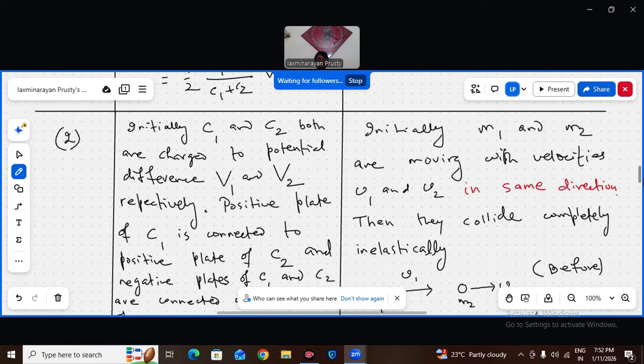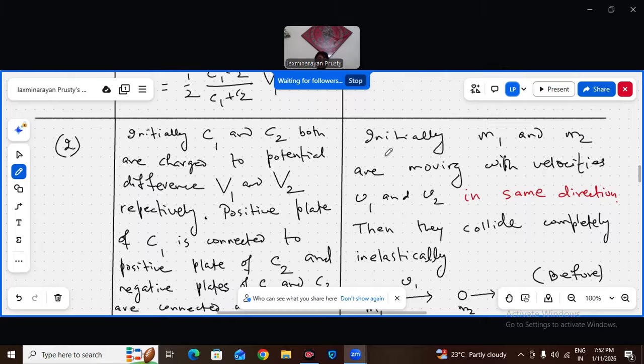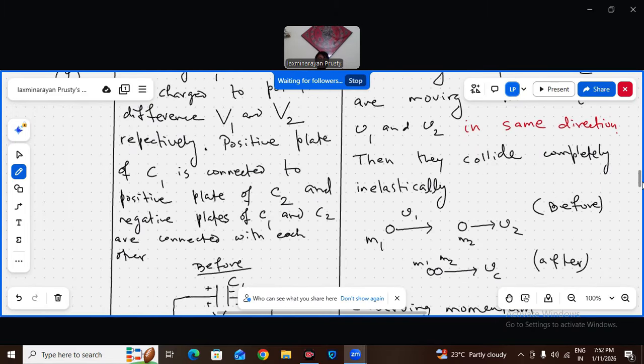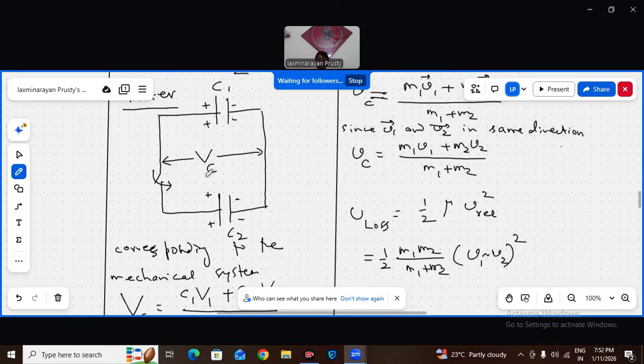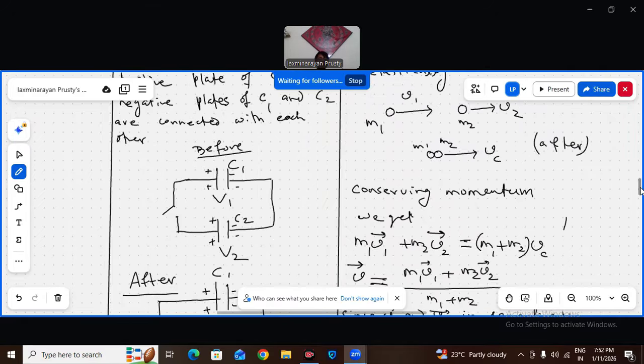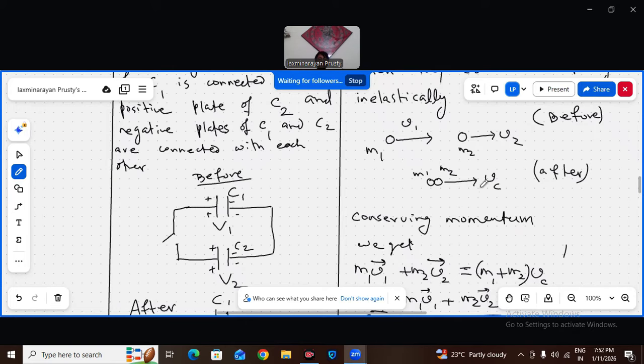This situation in a mechanical system, what is it? Initially M1 and M2 are moving with velocities V1, V2 in the same direction and they collide. Same direction moving and colliding means you are connecting positive plate to positive plate, negative plate to negative plate. This is before, I have not yet connected. Now this is after I have connected. After connecting, V1, V2 are no longer there, they become V common. Similarly, after collision, there is no V1, V2, there is a common velocity Vc.